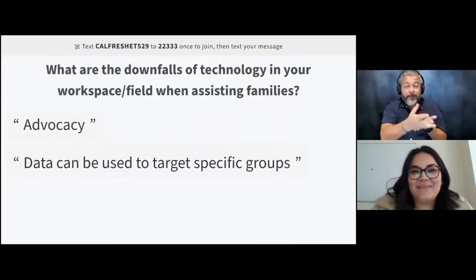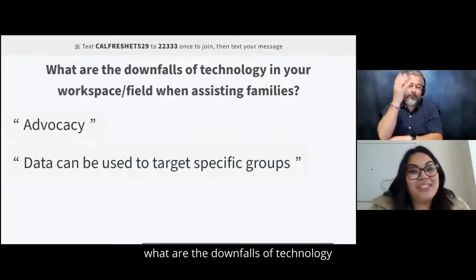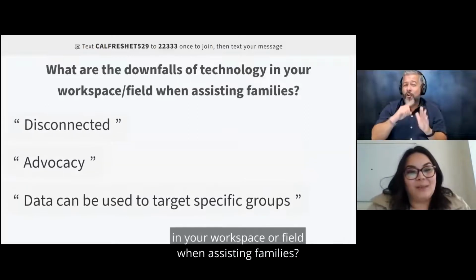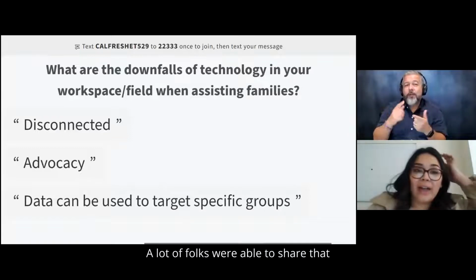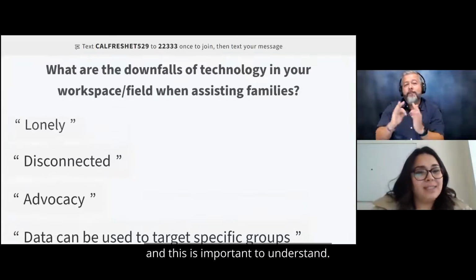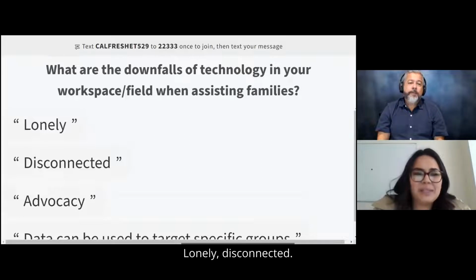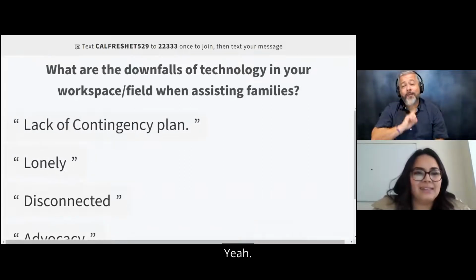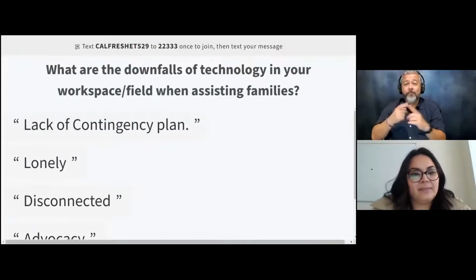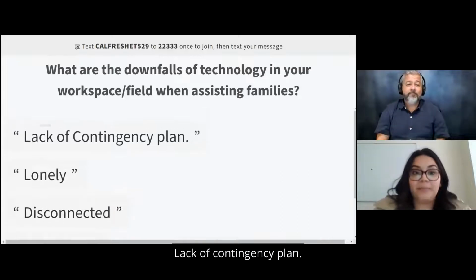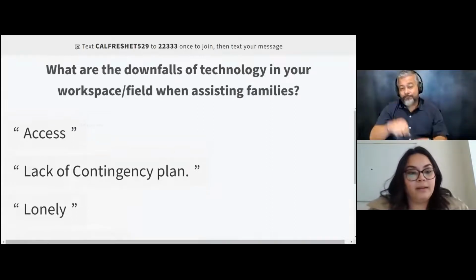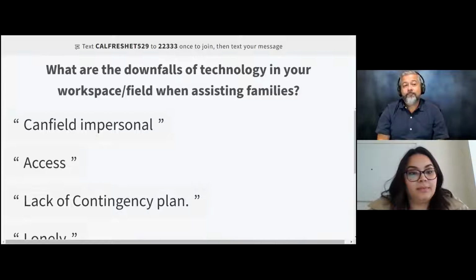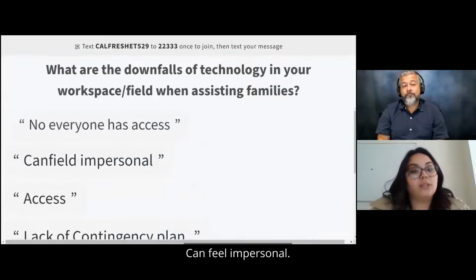All right, so for our next question, what are the downfalls of technology in your workspace or field when assisting families? A lot of folks were able to share that in our first question. And this is important to understand. Lonely, disconnected, yeah. Lack of contingency plan. Access for sure. Can feel impersonal.